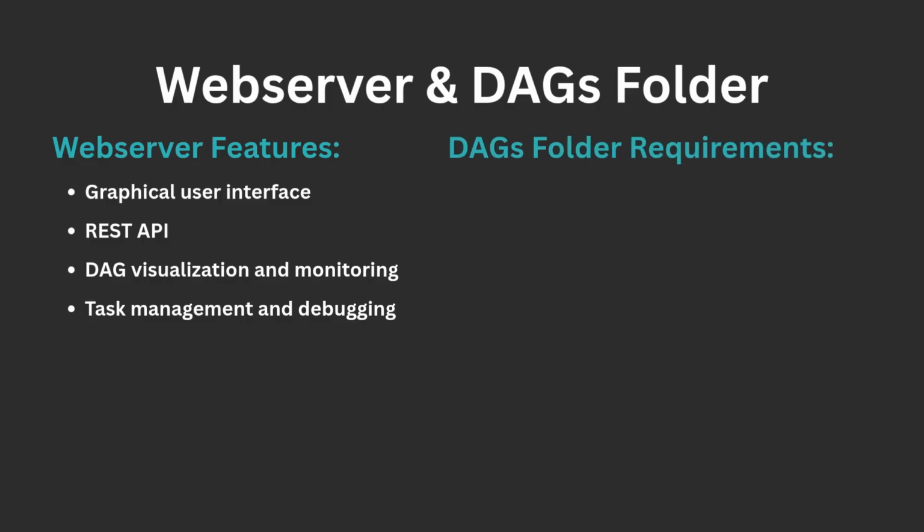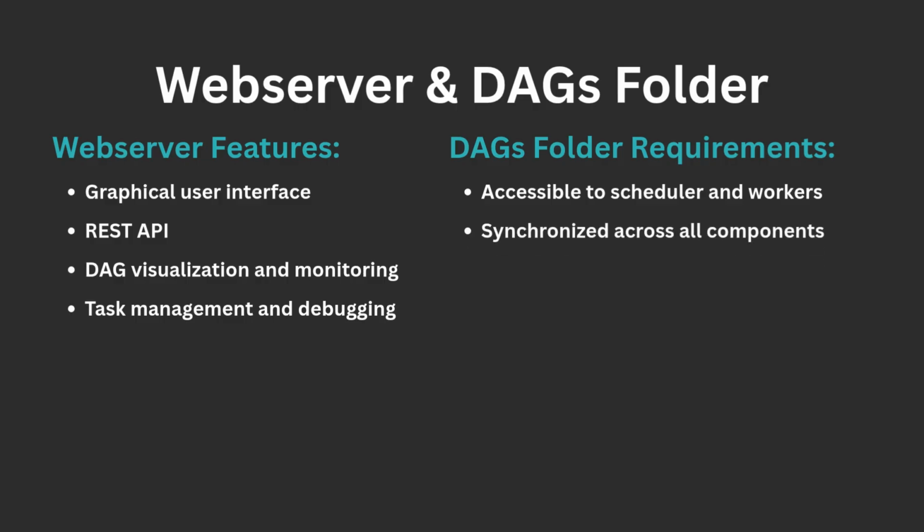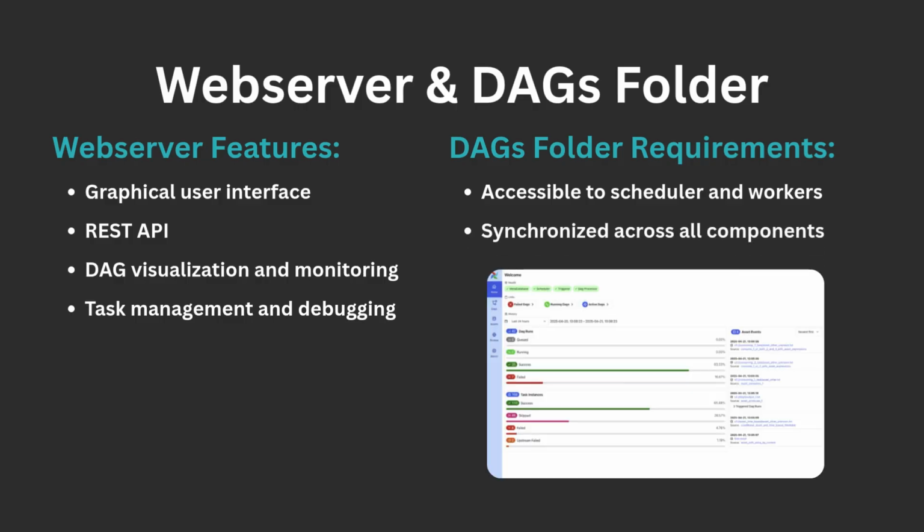The DAGs folder. This is the location on the file system where your workflow definitions, written as Python files, reside. It is a critical architectural requirement that this folder and its contents be accessible and identical to both the scheduler and all of the workers. This is typically achieved through a shared volume, object storage synchronization, or container image bundling.